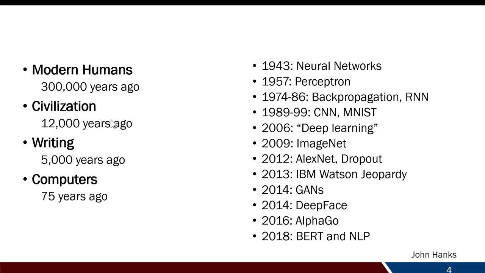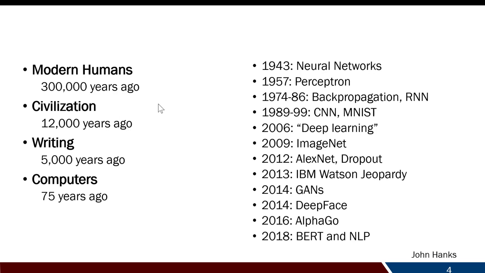So if we zoomed out and put this into perspective of human history, modern humans were 300,000 years ago, and computers just 75 years ago. And if you think about it, writing was only invented and in widespread use a few thousand years ago.